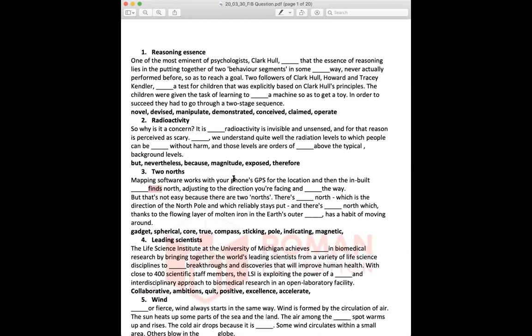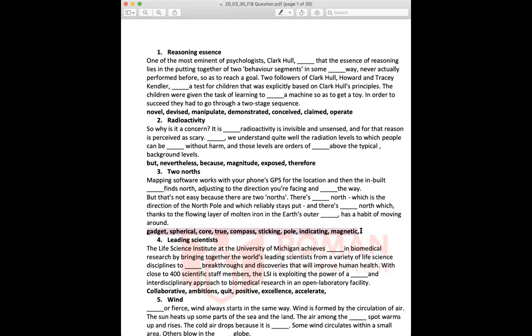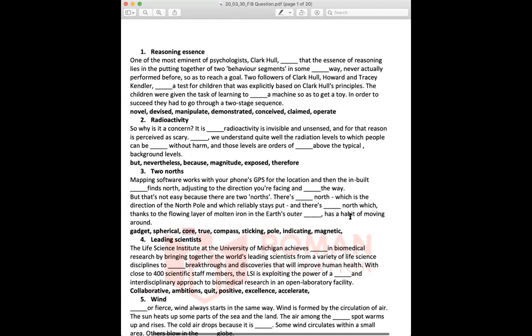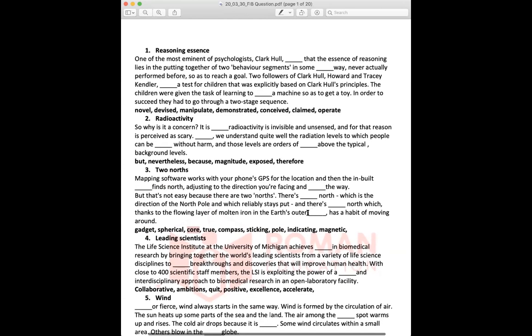I'm moving to the last one, Earth's outer. At least in this question, I know this is something that Earth has. If we go to the options, out of all the options given here, the only thing that is part of Earth is core. So that should be the answer here. Earth's outer core has a habit of moving around. So core will be gone here.